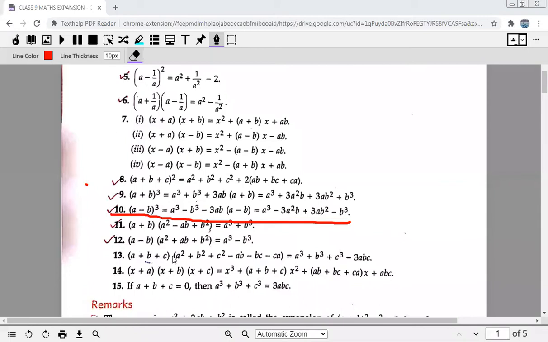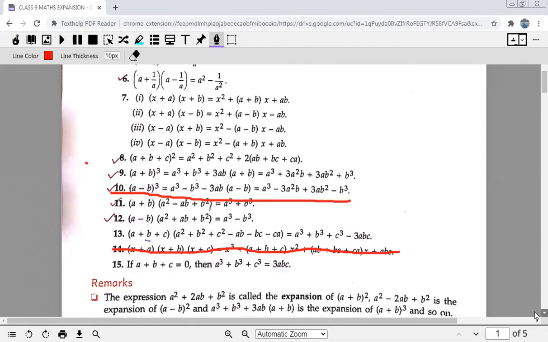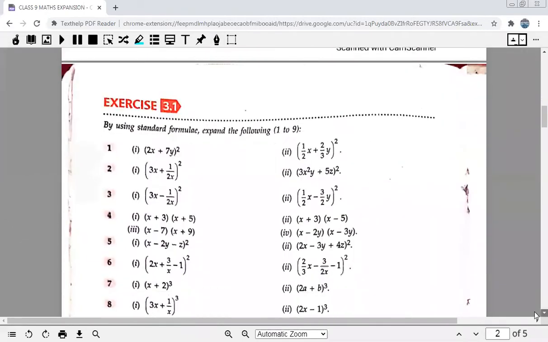Here this is given at the 13th number. Is it clear? The 14th is not required. You can cut the 14th; there is no need of the 14th. We will not do formula number 14, but the 15th is important. Formula 15: if A plus B plus C equals 0, then A cube plus B cube plus C cube equals 3ABC. Now I will do some questions here.